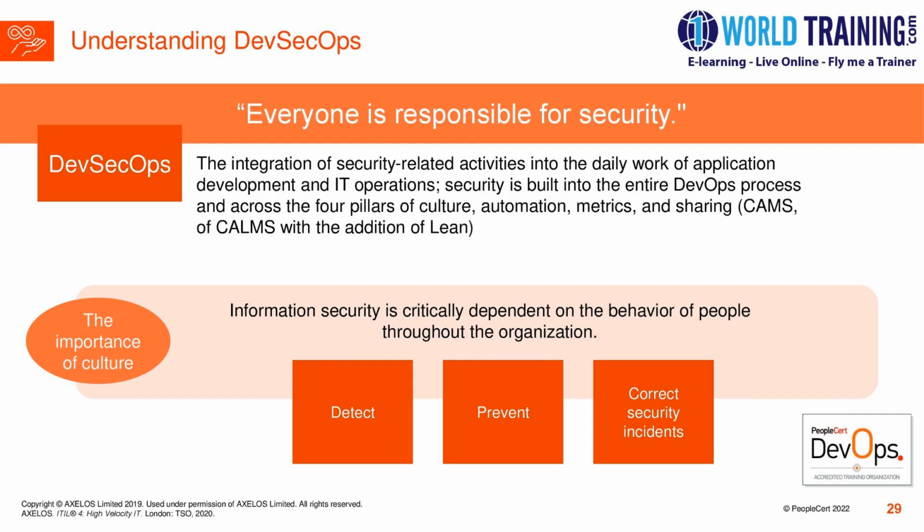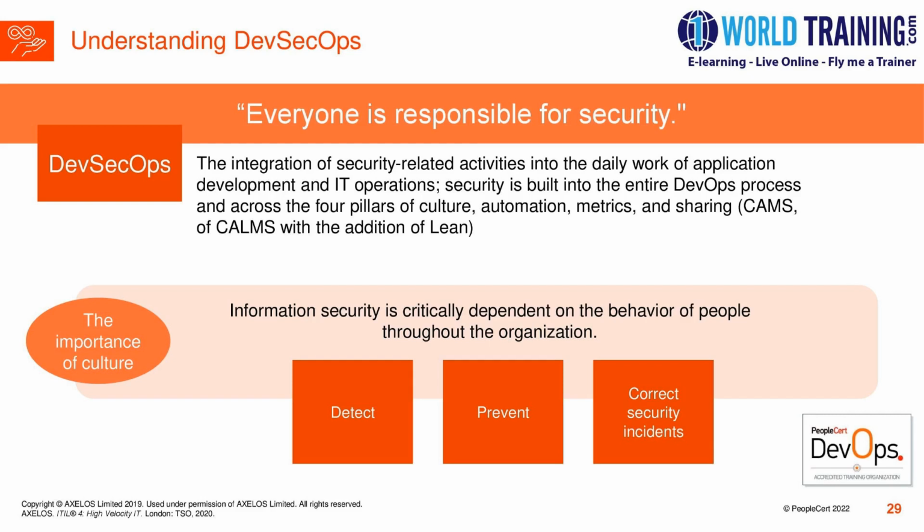Many a time these are called CALMS. So C stands for culture, A stands for automation, L stands for lean, M stands for metrics, and S stands for sharing. If security aspects are integrated into the activities of development and operation teams on a daily basis in the environment of these pillars, then we can say it's DevSecOps. However, we also need to understand these pillars one step below, layer by layer.